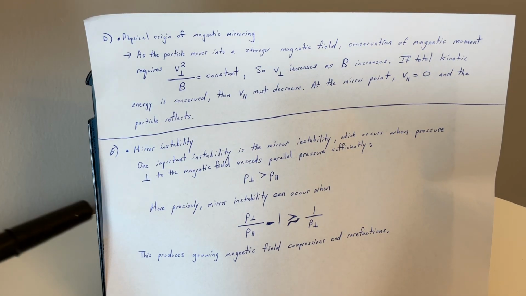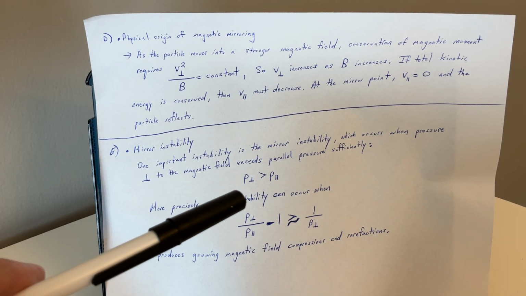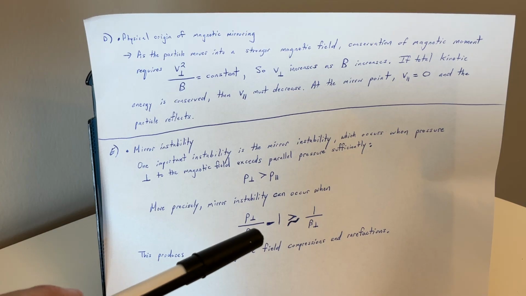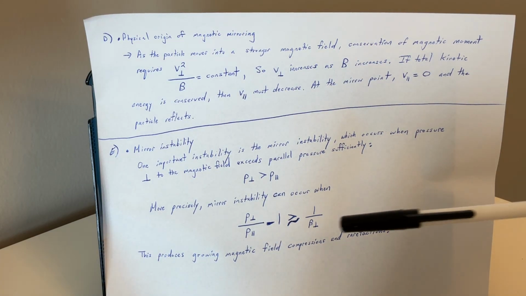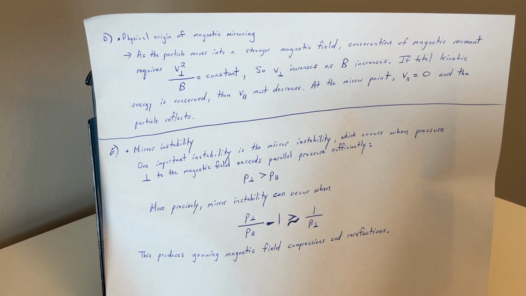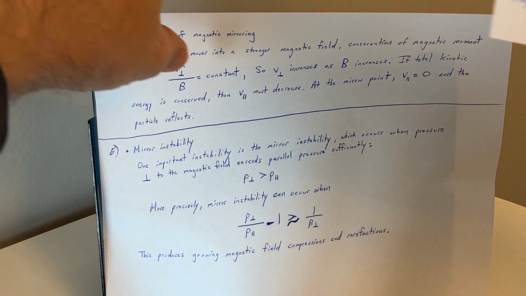and sufficiently. Now, more precisely, the mirror instability can occur when the pressure perpendicular over pressure parallel minus 1 is approximately greater than or equal to approximately 1 over beta sub perpendicular. This produces growing magnetic field compressions and rarefactions. Okay, so that takes care of letter E, and that takes care of number 9, and now we go into our explanation for number 10.